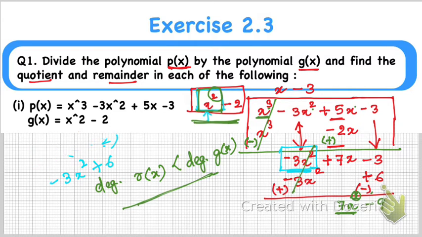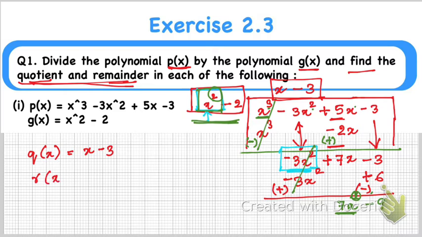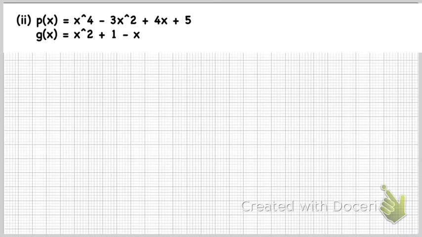So what we can conclude from here, what we actually have to find out, is the quotient and remainder. You had to find the quotient and remainder. That's why you will write here the quotient polynomial qx, which will be equal to x minus 3, and the remainder polynomial rx will be equal to 7x minus 9. So it's very clear to you, I guess. I'll move on to the next question.